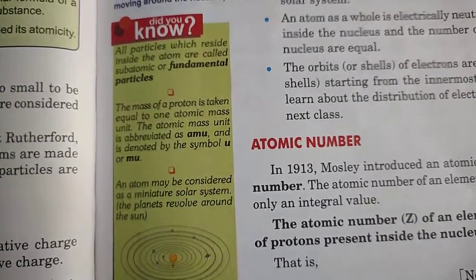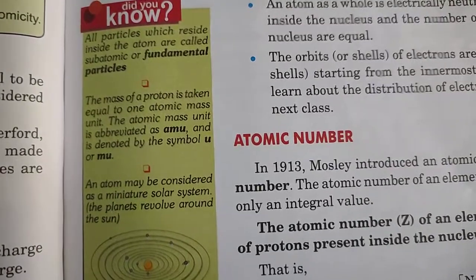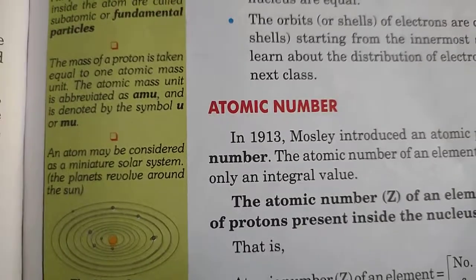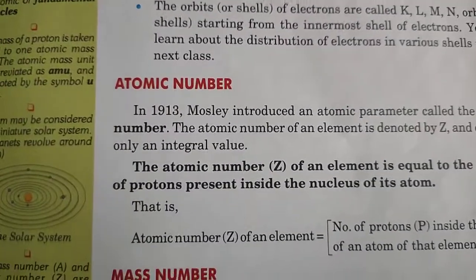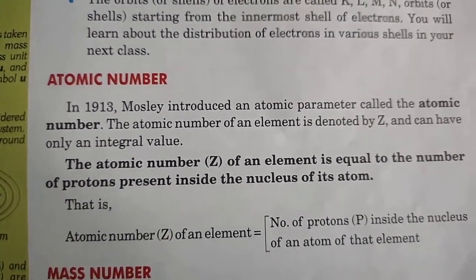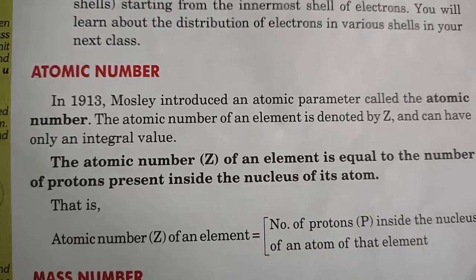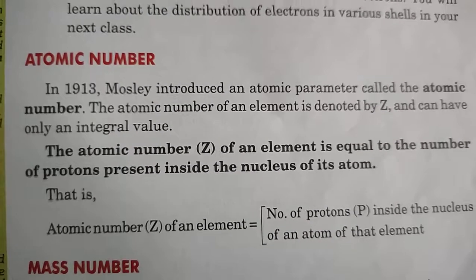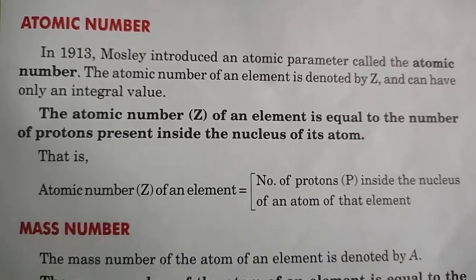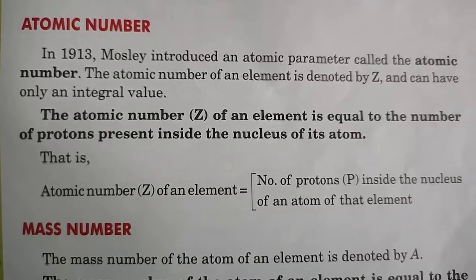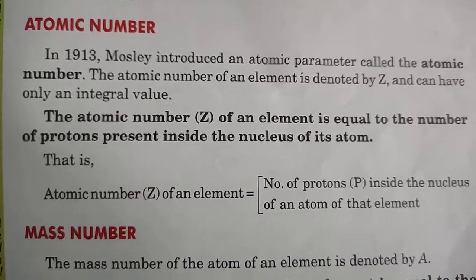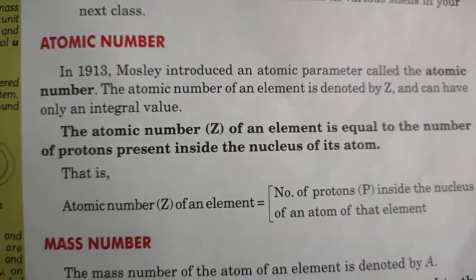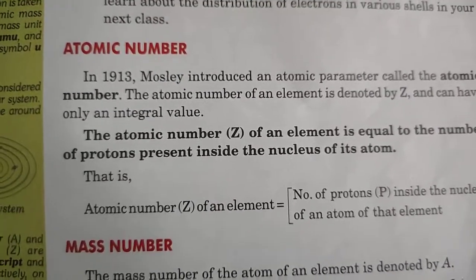What are subatomic particles? All the particles which reside inside the atom are called subatomic or fundamental particles. Now, atomic number. Very simple: the atomic number of an element is equal to the number of protons present inside the nucleus of its atom. So atomic number is the number of protons. If the number of protons is given, that is your atomic number.